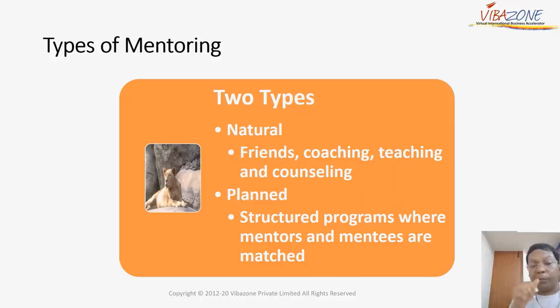There are two types of mentoring. One is natural, which is given to you by your friends, coaches, teachers. You all probably do that already. And the other is planned, which is pretty much done in a structured program where the mentors and mentees are matched. So this is what we're going to look at.